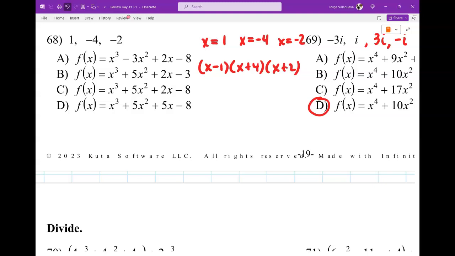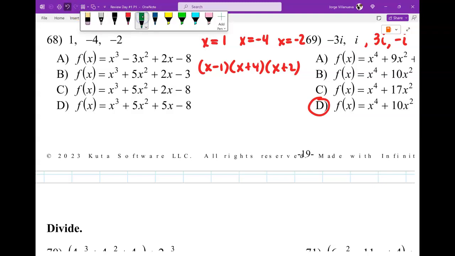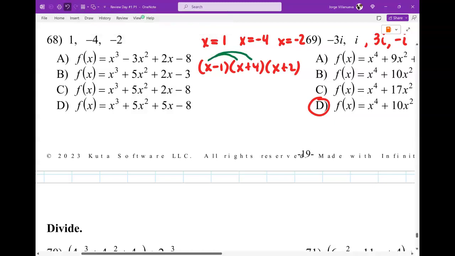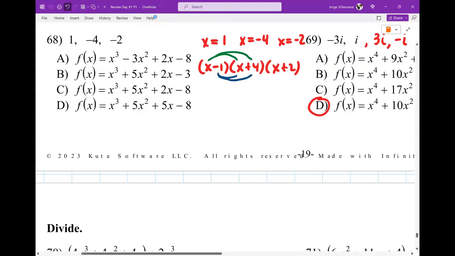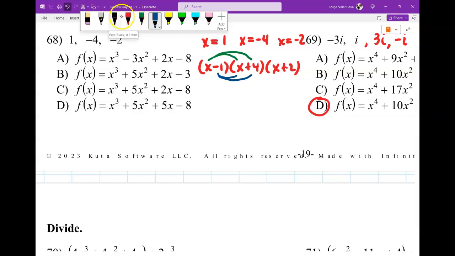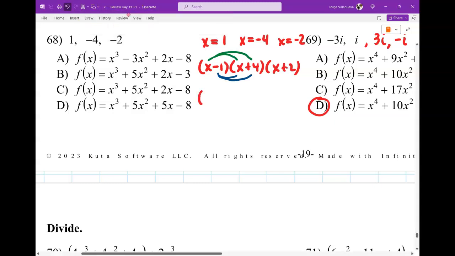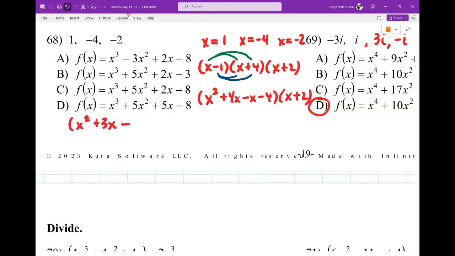Now I'm going to distribute, so kind of like we were doing, but notice these will not cancel out like they did before. I'm going to do the first 2, and then we'll do the last one after. So here we go. We get x squared, because that's x times x. X times 4 is 4x. Negative 1 times x is negative x. Negative 1 times 4 is negative 4. And we still have the x plus 2 there. Okay. Simplify that. I'm going to move it over to the side. X squared plus 3x minus 4 times x plus 2.